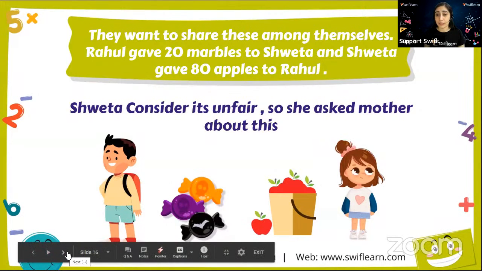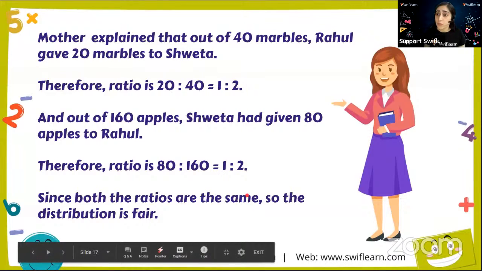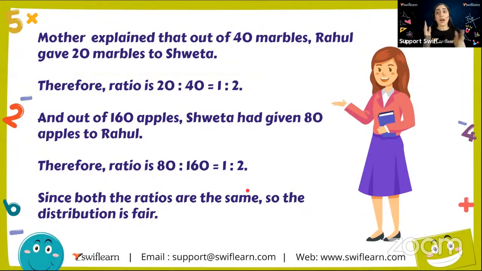But what actually happened is, when they went to the mother, she explained to them: see, out of the 40 marbles that Rahul had, he gave 20. So 20 out of 40 is half. What actually did he do? He gave half the amount of marbles which Rahul had to Shweta. Whereas on the other side, Shweta had 160 apples, right? And what did she do? She gave 80 apples. Okay, so 80 is to 160, and we know 80 is to 160 is 1 by 2. Pretty easy, right? Now see, the ratio is the same. Both the ratios are the same. They both are giving each other half of what they have.